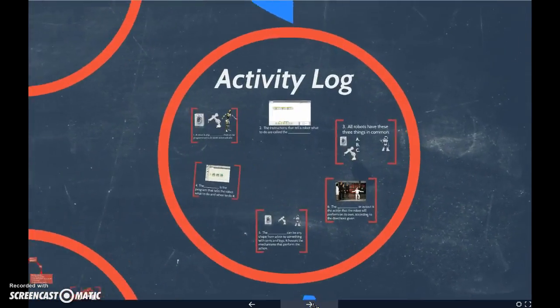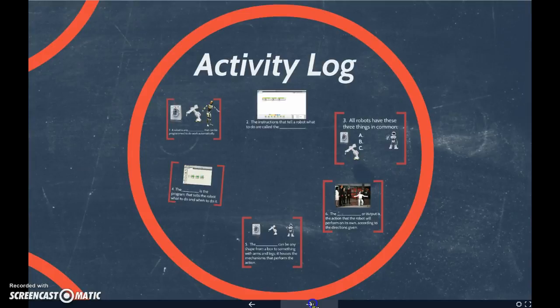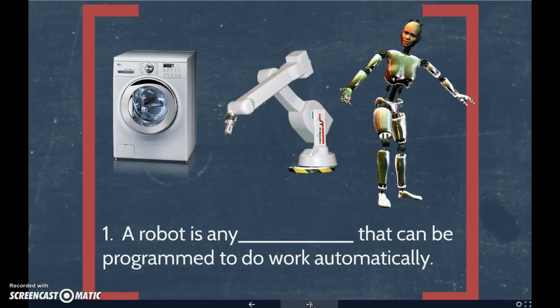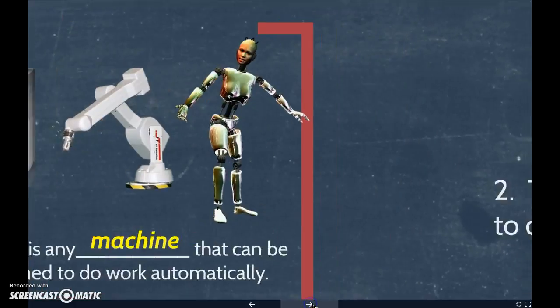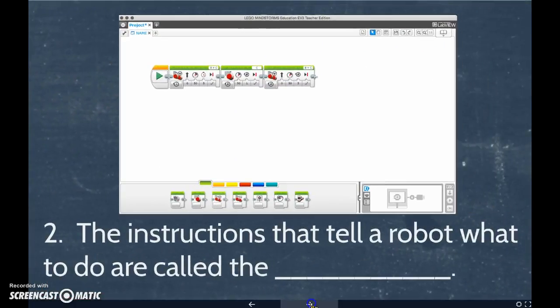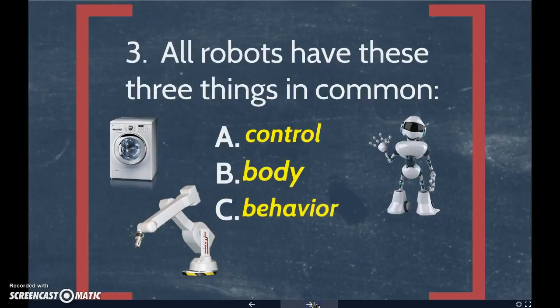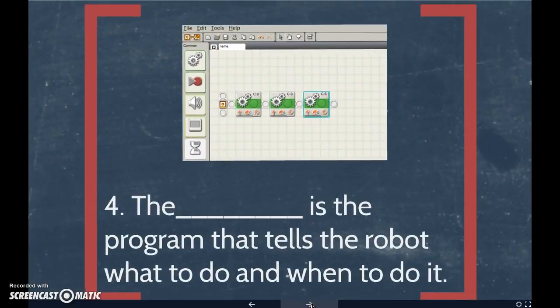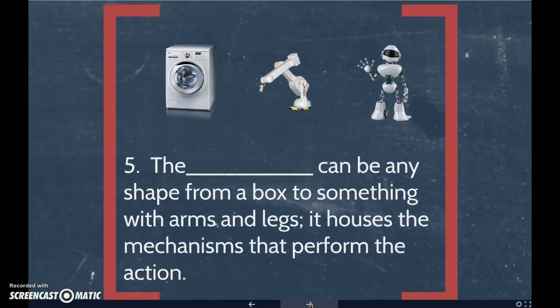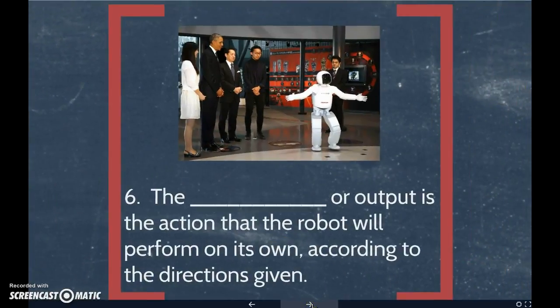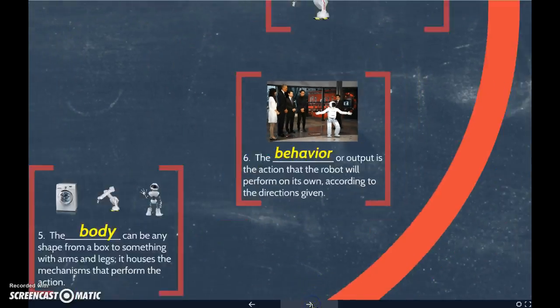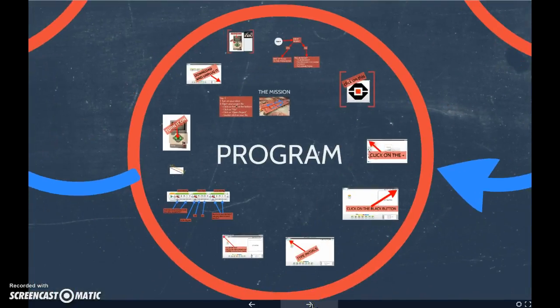And then it goes right into the activity log, which is from the Star-based curriculum, Robots Any Machine. Instructions are a program, control, body, behavior. The control is a program. The body can be in any shape. And the behavior, or the output, is the action the robot will do. And we get right into programming.